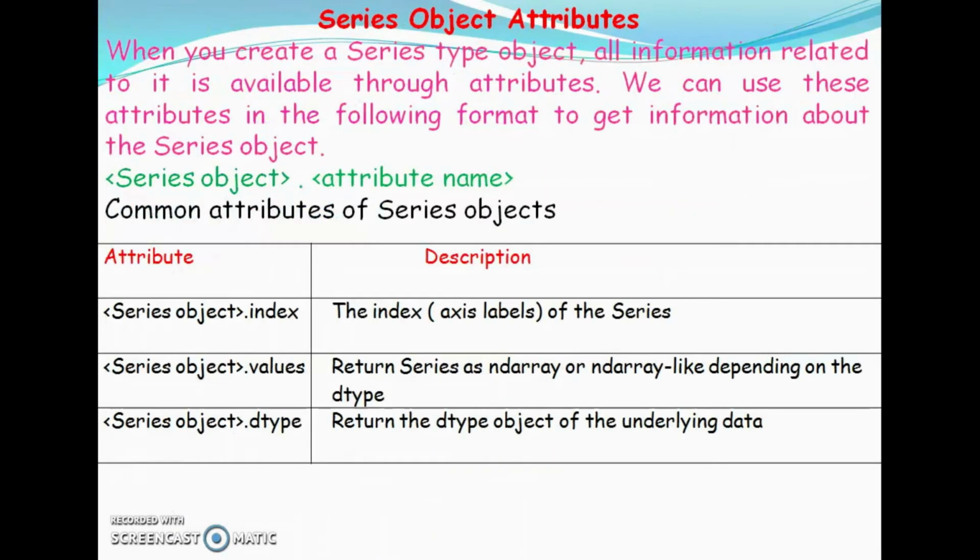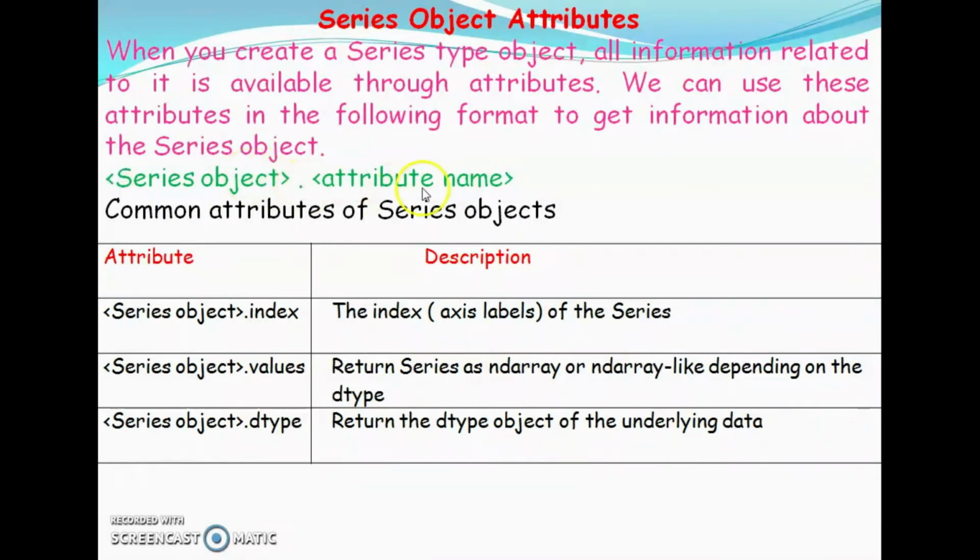Okay. Then the next one is series object attributes. So many attributes are there. These are attributes we can use for getting the information related to this series. When you create a series type object, all information related to it is available through attributes. We can use these attributes in the following format to get information about the series object. That syntax is series object.attribute name.